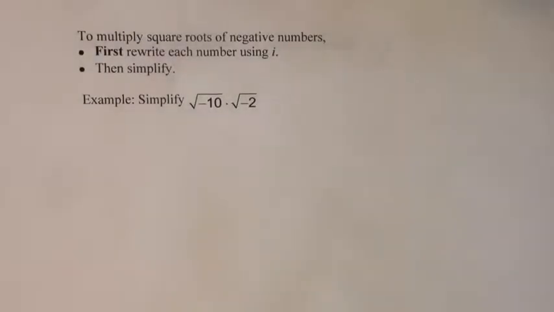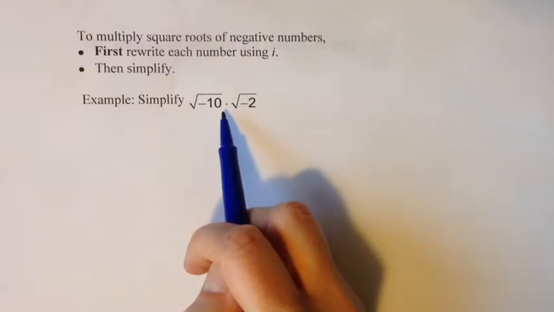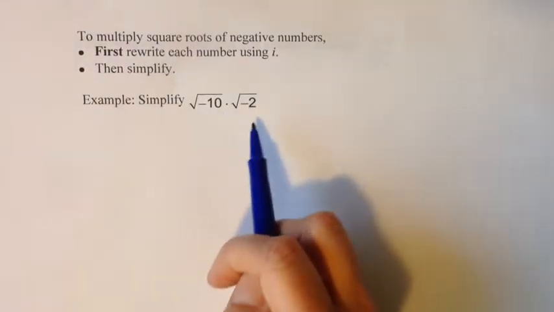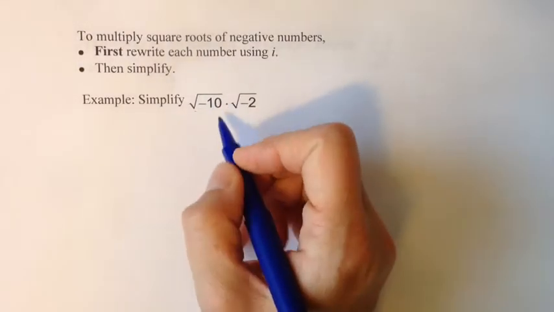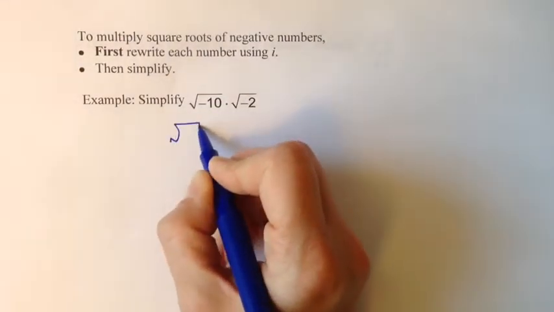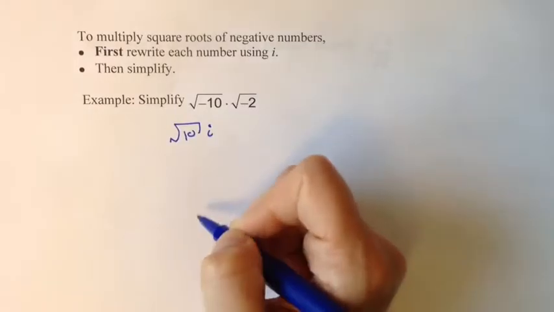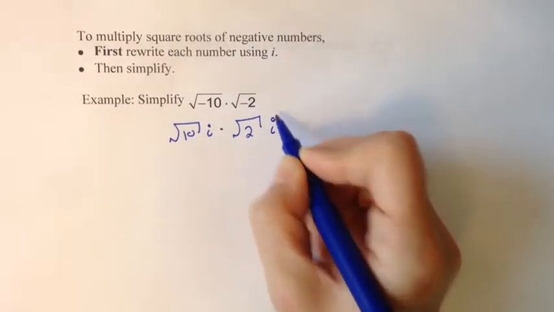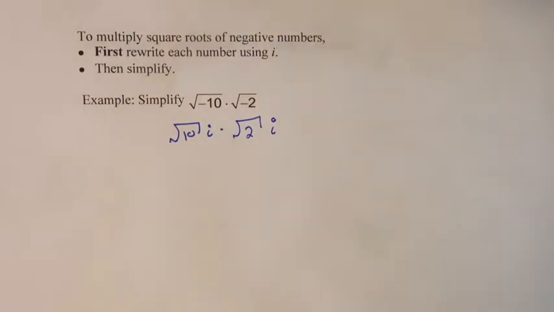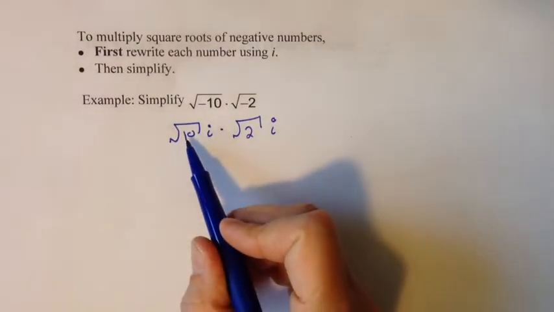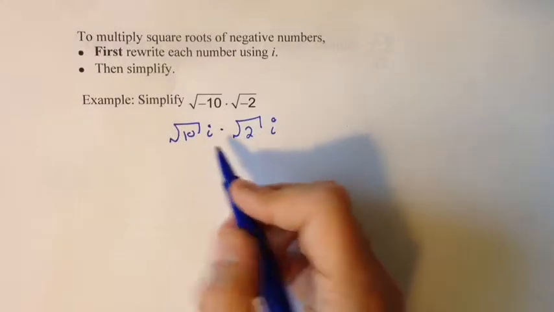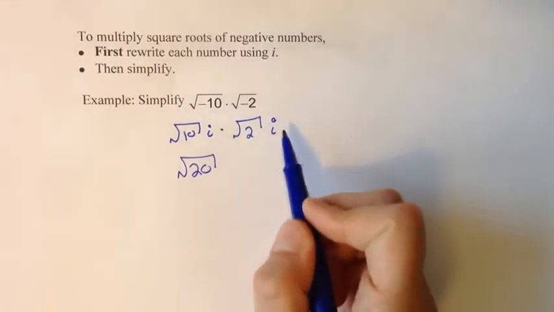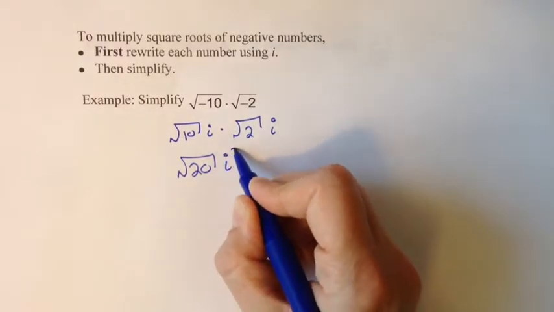Let's do another example. I've got the square root of negative 10 multiplied by the square root of negative 2. First step, rewrite these suckers using an i. The square root of negative 10 is the same as the square root of 10 with an i. The square root of negative 2 is the same as the square root of 2 with an i. Now I simplify just like I normally would. The square root of 10 times the square root of 2 is the square root of 20. i times i is i squared.